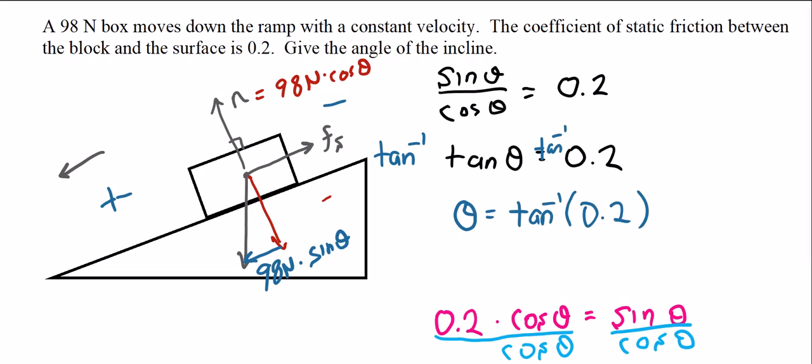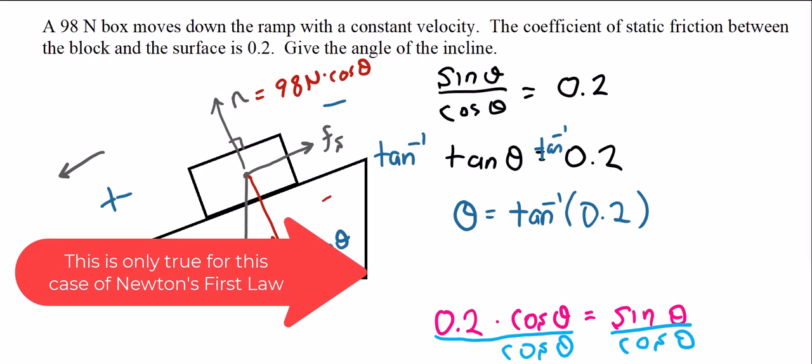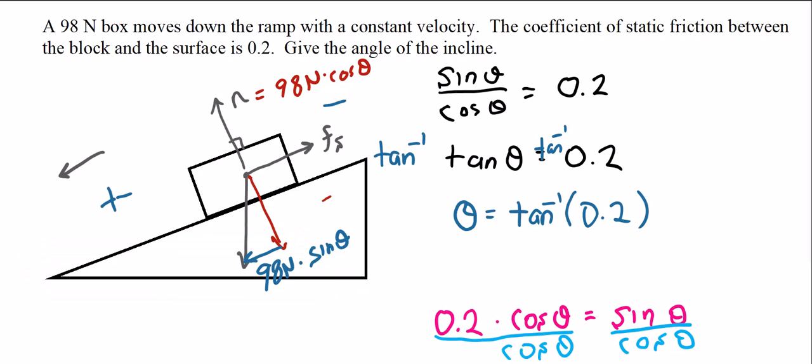So I'm looking like this. And if I go ahead and put that in a calculator, making sure that I have my calculator in degree mode, I'm going to get 11.31 degrees if I round to the nearest tenths. So this angle right here is going to be 11.31, which would also be this angle right here.